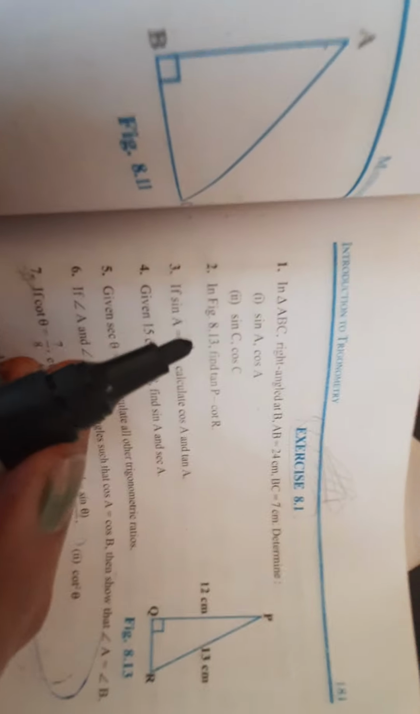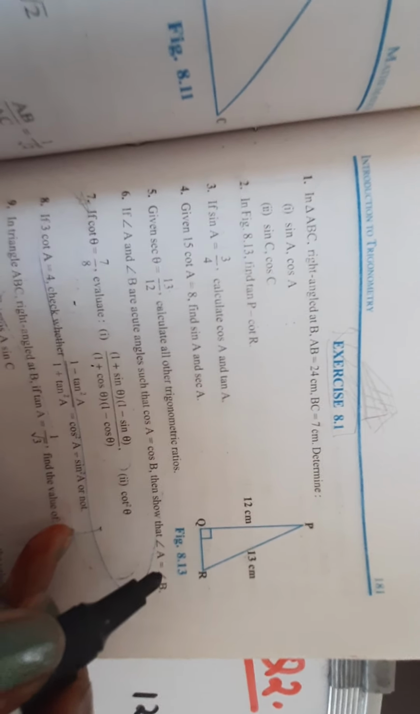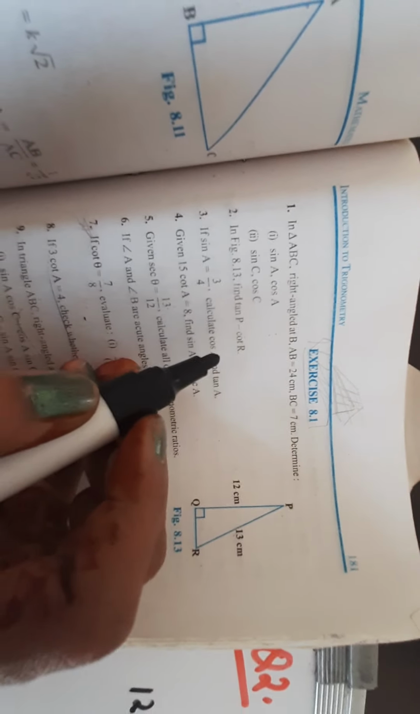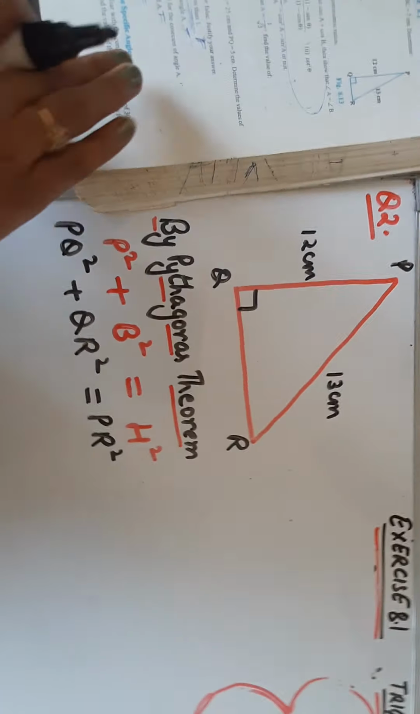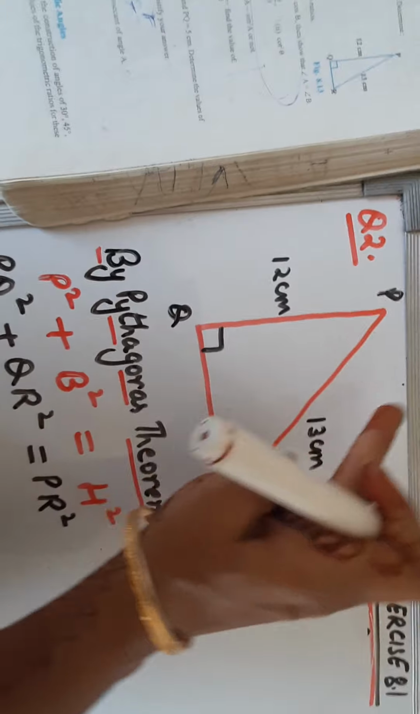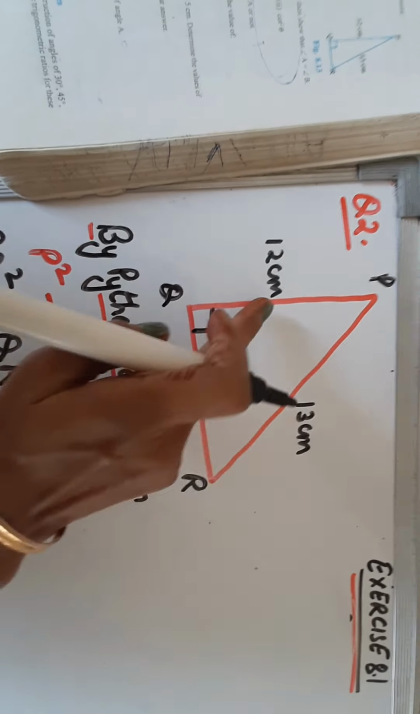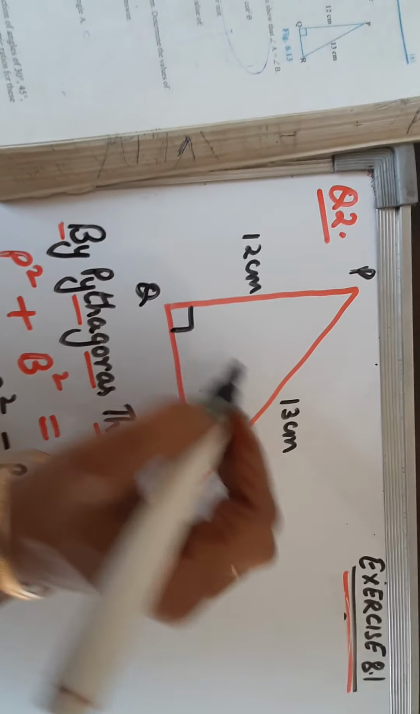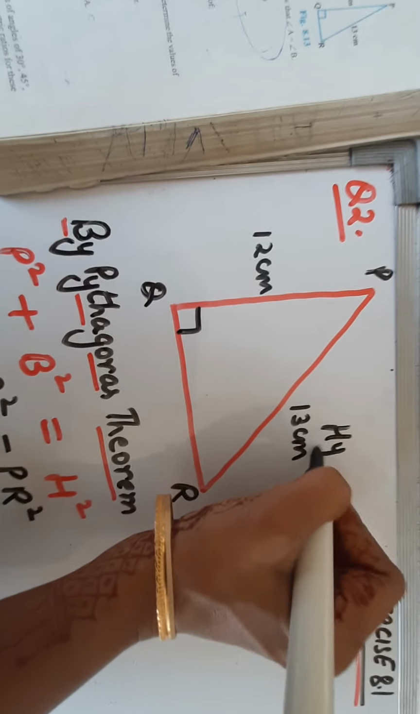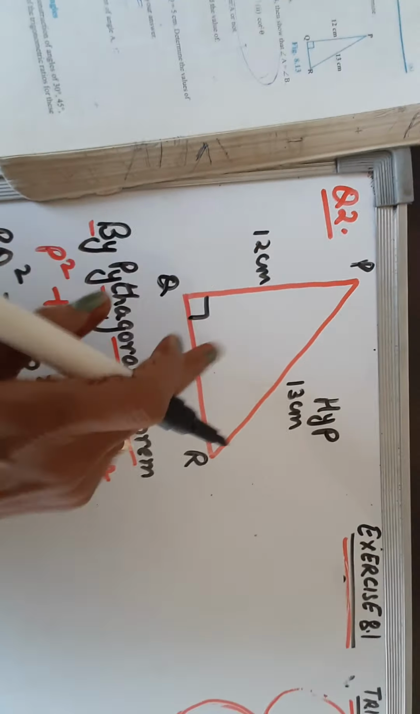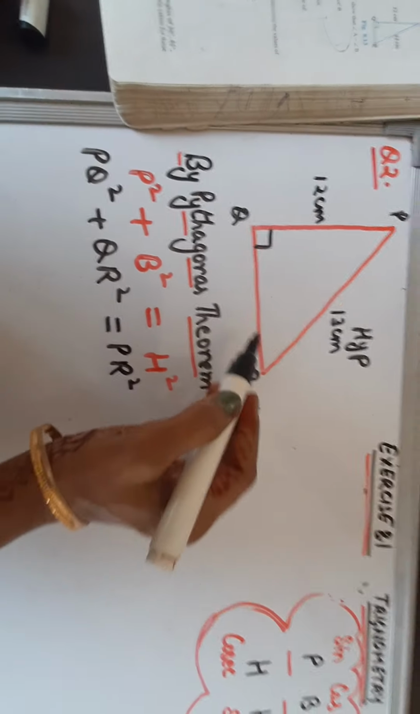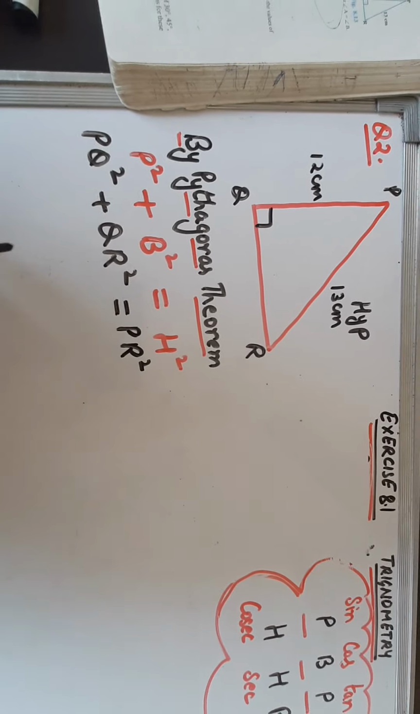So now dear students, in the second question in figure 8.13, find tan P minus cot R. Tan P minus cot R, and the figure is given to us. Again you can see that out of this right triangle we have two sides. The third is not given to us. The side opposite to the right angle is always the hypotenuse. This is fixed, and the other two will be perpendicular and base.